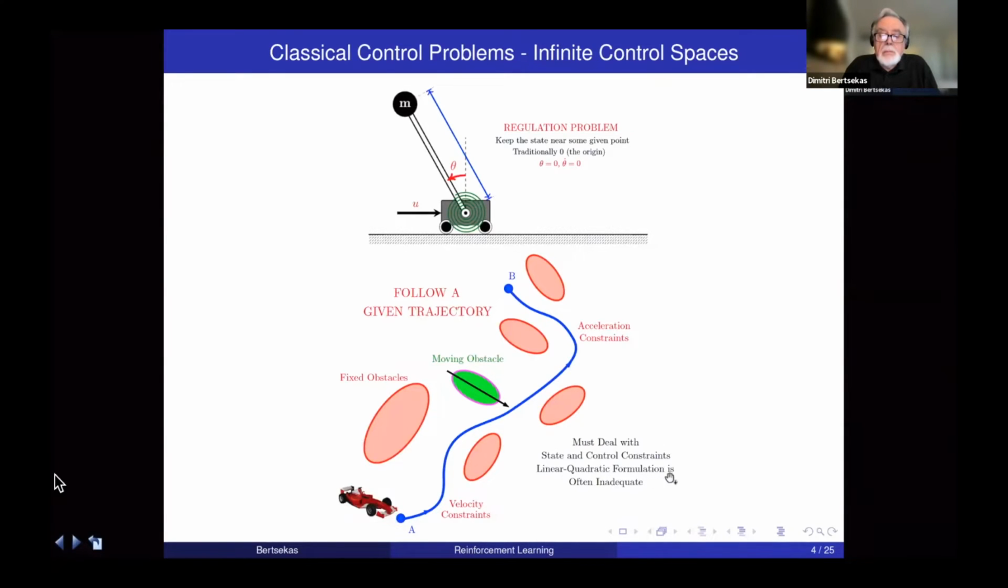Unfortunately, the linear quadratic formulation, a classical control formulation that we have discussed in this course, is often inadequate in this context because it does not deal directly with state and control constraints. It deals with them indirectly by using these quadratic penalties that may be violated in the formulation of the problem. This is not acceptable in situations like this. And this has given rise to the methodologies that fully respect the state and control constraints, and model predictive control is one of these methodologies, a principal one.